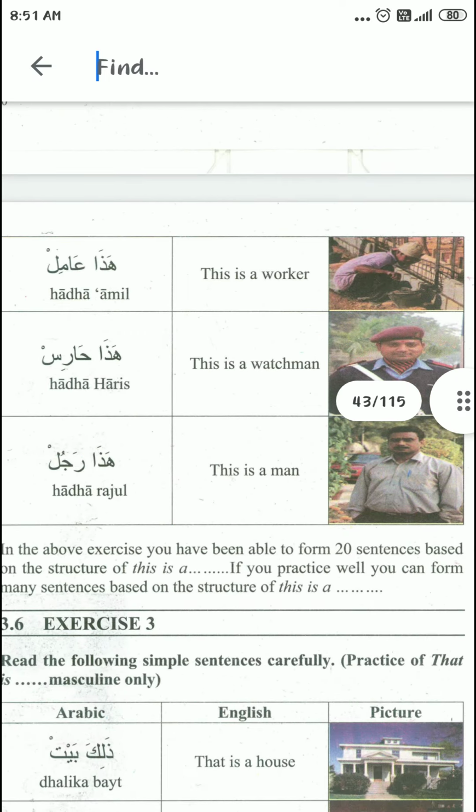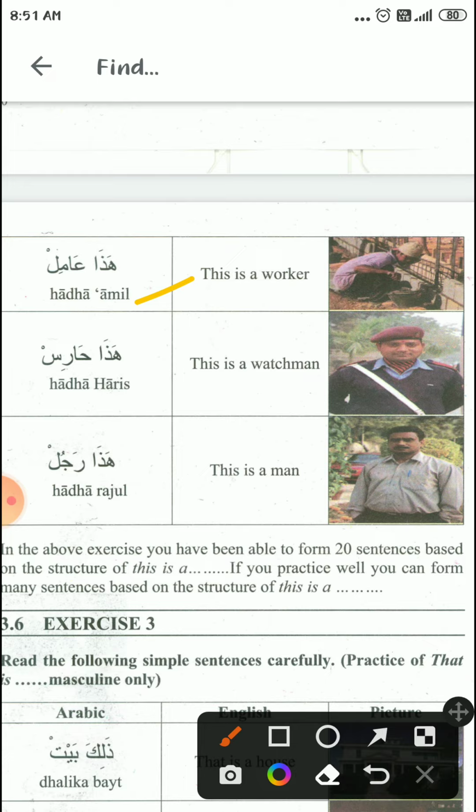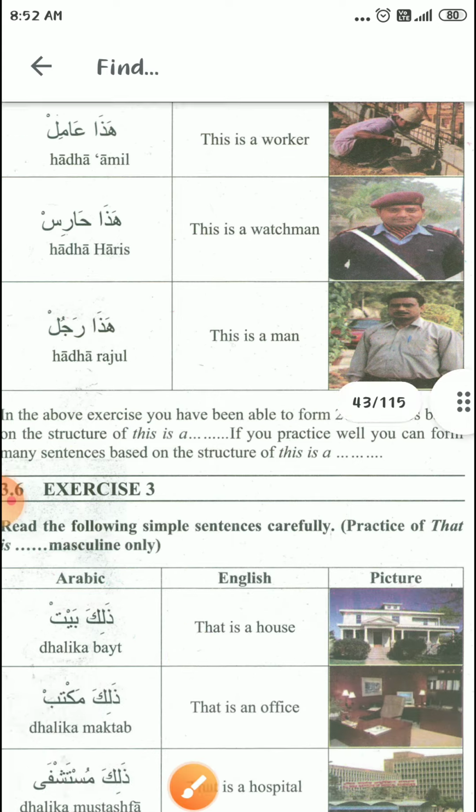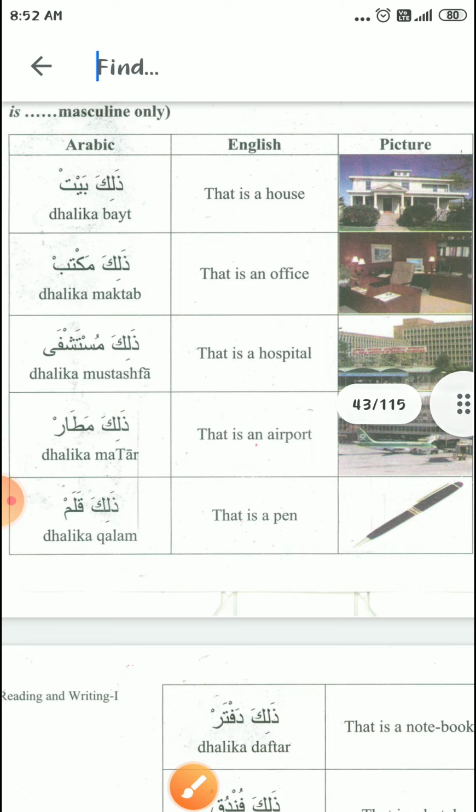Haza amil. This is a worker. Haza haris. This is a watchman. Haza rajul. This is a man. Now there is a third exercise, and in this exercise we have to make simple sentences in which we use that is, which in Arabic is dhalika. Dhalika is used for masculine.